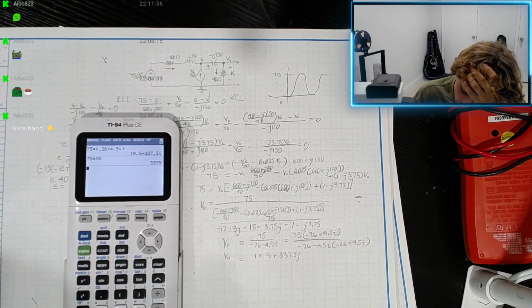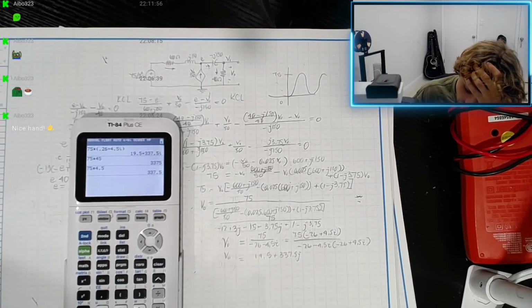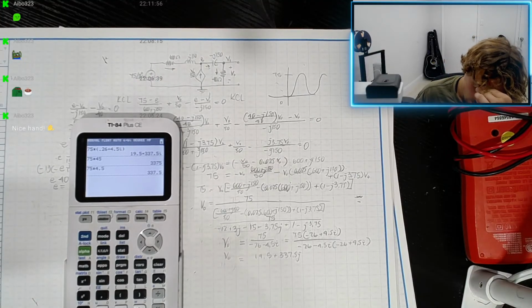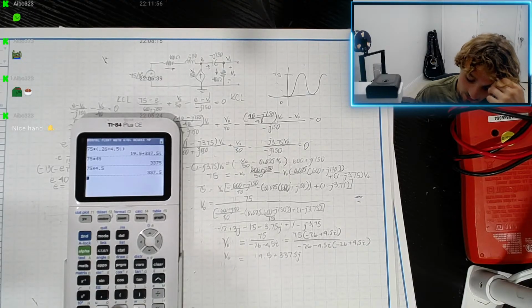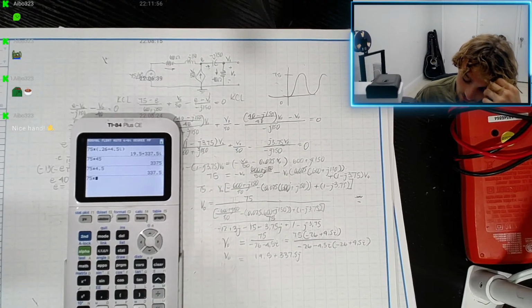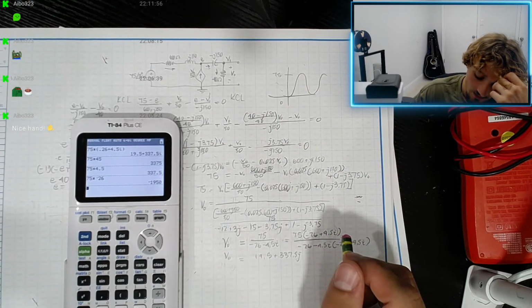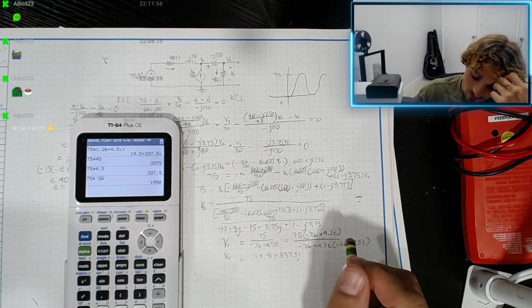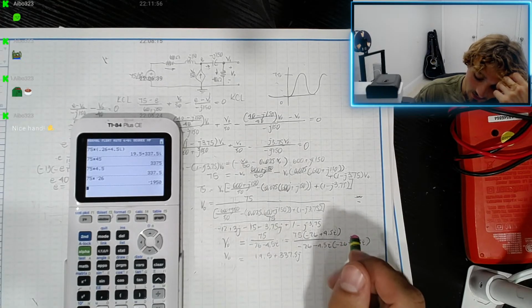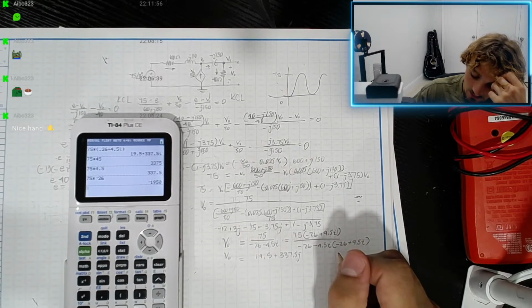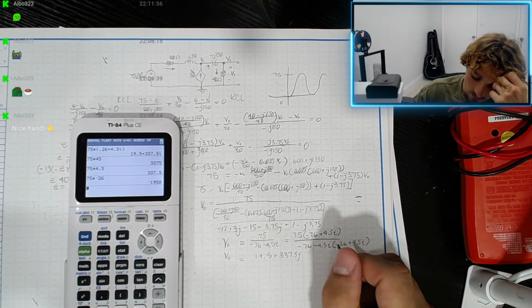45 or 4.5. 75 times 4.5. It is a big number. Why is 96 not big? Multiplied by negative 26. Wait a second, what is going on here? I guess we're going to divide by all of this too, right? Yeah.